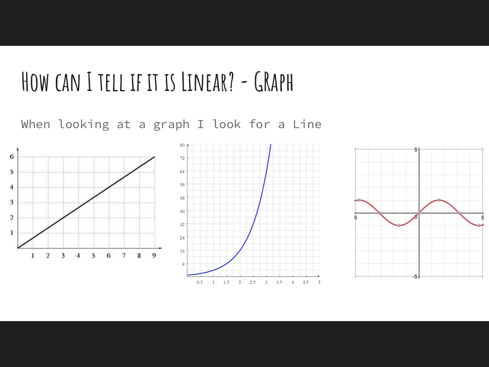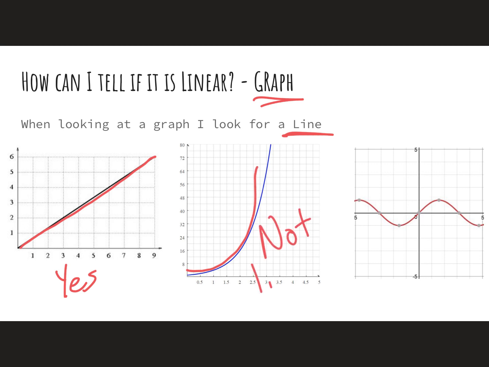So when we're looking at a graph, it's pretty easy. We're looking for a line. So here I see that I have a line, so this one is linear. This one I'm seeing a curve, so it is not linear. Again, I'm seeing a curve here, so it is not linear.